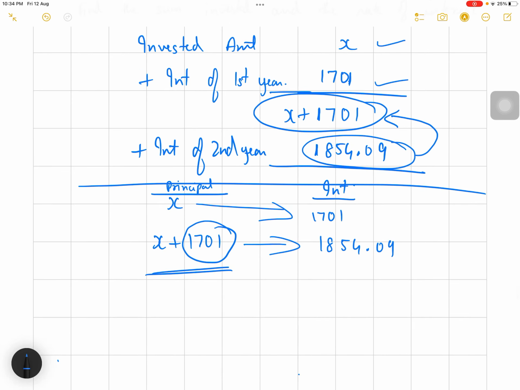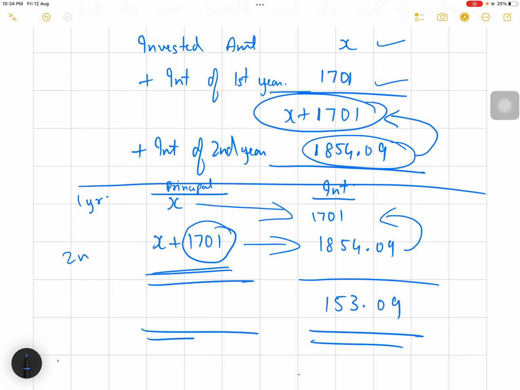1854.09. We are just subtracting 1854.09 minus 1701. This is the second year, this is the first year. So how much has it increased? 1854.09 minus 1701, so it has increased by 153.09 rupees. My principal increased by 1701. When principal increases by 1701, interest increases by 153.09.